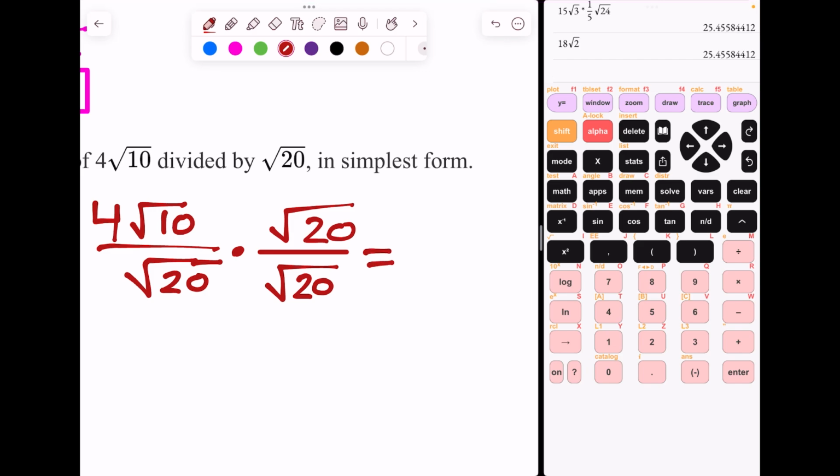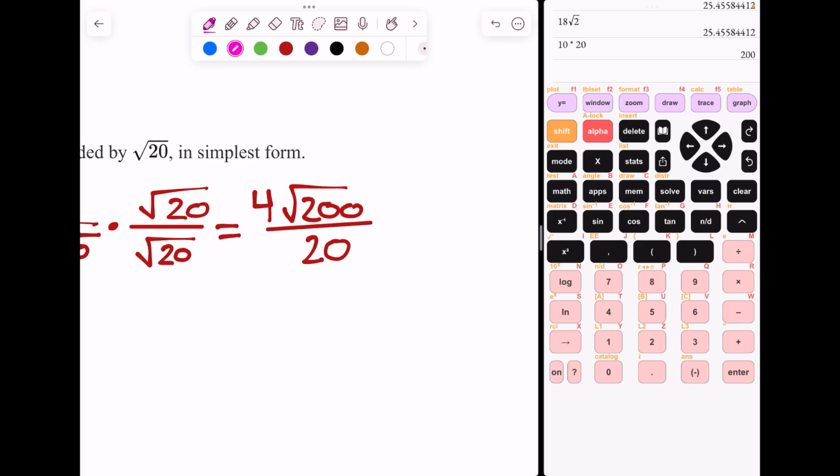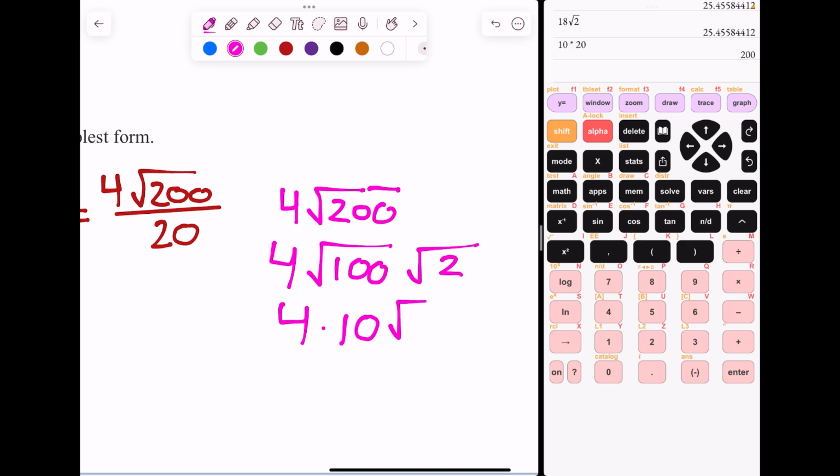We end up getting, on the top, leave 4 alone, and then let's multiply the radicals. 10 times 20 gets us 200. And now on the bottom, the square root of 20 times the square root of 20 is just 20. Now let's see if we could simplify the top. I know that 200 is not a perfect square number, but I can take out 100, which is a perfect square number, times 2. The square root of 100 is 10, and leave square root of 2 alone. 4 times 10 is 40, square root of 2.